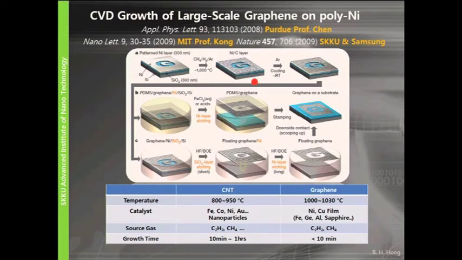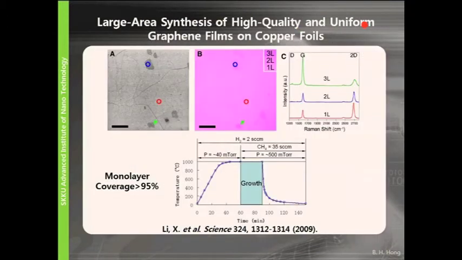From the end of 2008 to 2009, three groups reported the CVD growth of large-scale graphene on polycrystalline nickel. As you probably know, the history of graphene growth on nickel is more than 40 years long. But I think this group synthesized graphene on polycrystalline nickel, transferred it onto an insulating substrate, and measured its FET property for the first time. In the case of nickel, it was very hard to control the number of layers. But if you use copper, you can get monolayer coverage greater than 95%. If you look at this Raman paper, it's defect-free and a very simple process. I think probably this method triggered industrial applications of graphene.